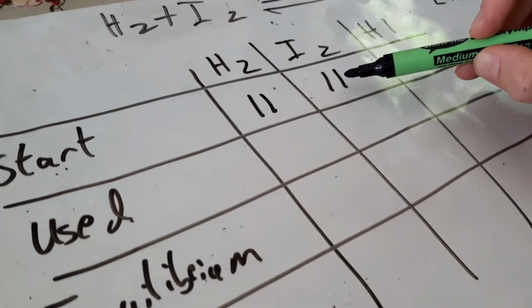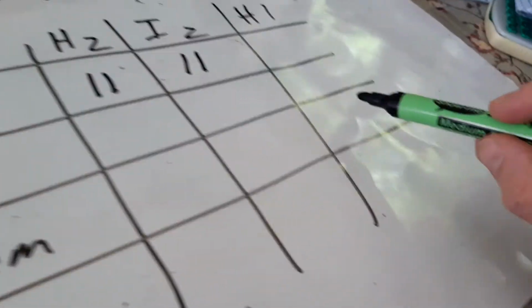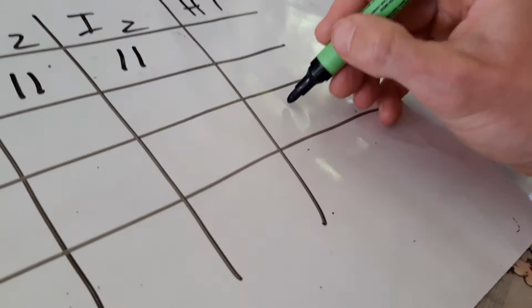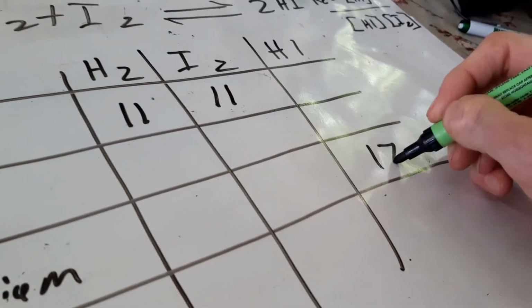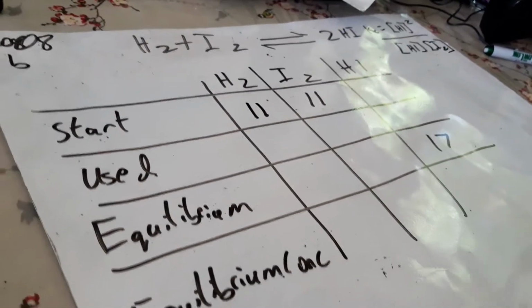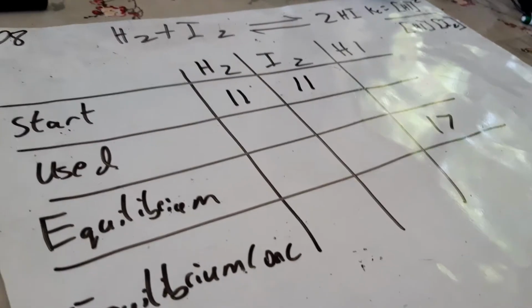And the other piece of information we're told is that at equilibrium, we had 17 moles of hydrogen iodide. So for the column that says equilibrium, I'm going to put in 17 there. That all right? So what I'm doing is filling in the information that I've already been given so far in that question. Now, let's start to fill in the other boxes.